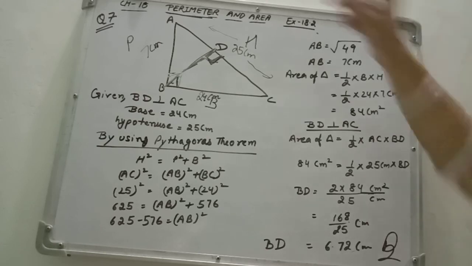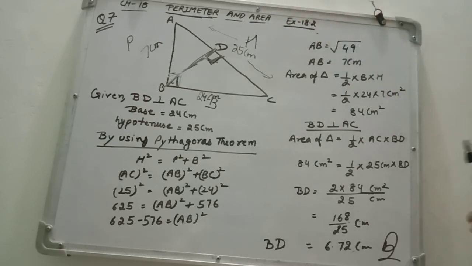What is the value of AC? 25 centimeter. BD as it is. Area we already found out, what is it? 84 centimeter square. Okay. So 2 and 25 move to the other side. 2 into 84 over 25. So 168 divided by 25 we get 6.72. So the value of BD is 6.72 centimeter. Thank you.